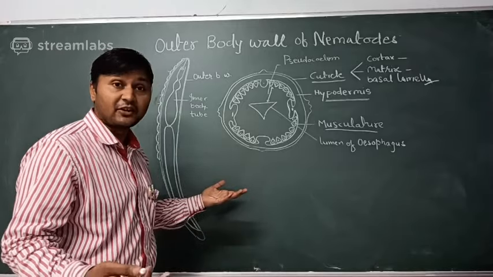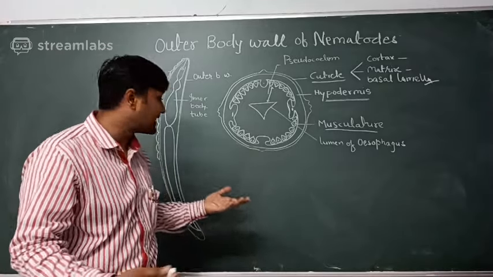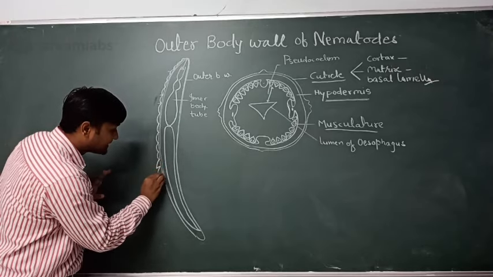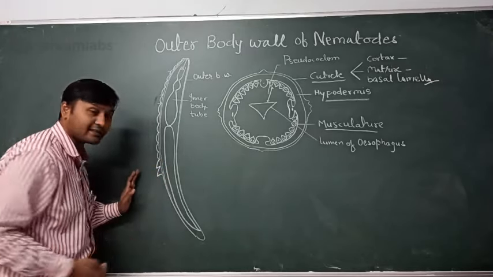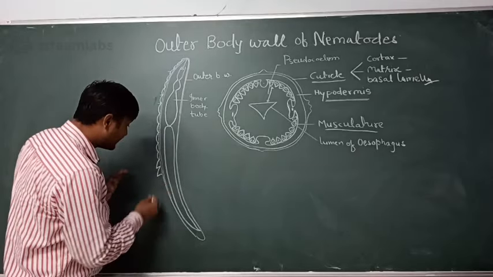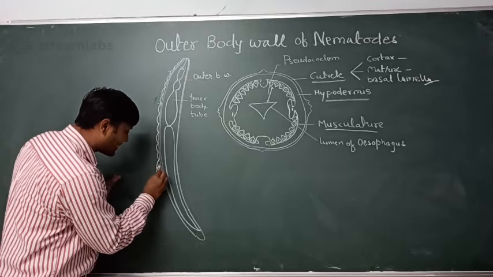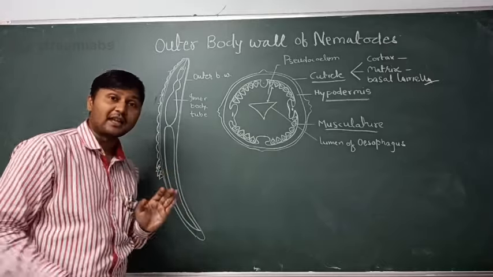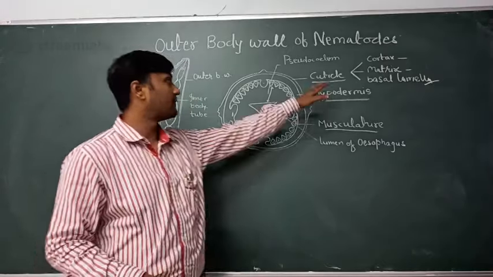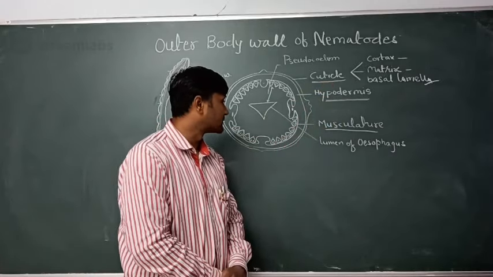Like in Criconema and Hemicycliophora, scales and spines are also present. These scales are present on the cuticular markings, especially in Criconematids, and double-sheathed scales and spines are present in Hemicycliophora and Ogma. So this is about the cuticle of the plant parasitic nematodes.